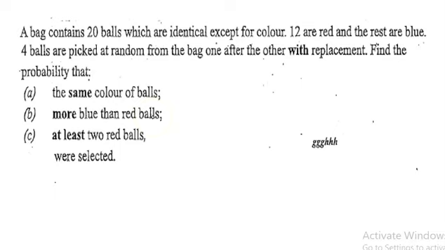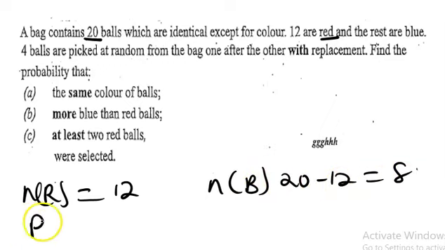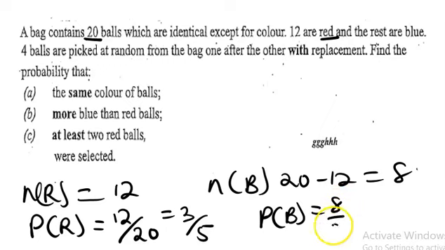Now this question is on binomial probability, and first of all, we have 20 balls. 12 are red and the rest are blue. Number of red balls is 12. Number of blue balls will be 20 minus 12, which is 8. So the probability of red balls will be 12 out of 20, which is 3 on 5. And the probability of blue balls will be 8 on 20, which is 2 on 5.